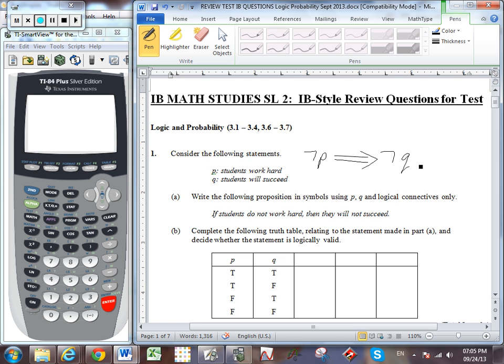Part B, complete the following truth table relating to the statement made in Part A. So we're trying to find out whether this statement in Part A is true, so we first need to figure out what not P is, then not Q, and then we'll figure out the entire implication. Right, so not P is the opposite: false, false, true, true. Not Q is the opposite of Q: false, true. And then we've got not P pointing to not Q. The only time this will be false is when T points to F. So that's the only false. Everything else must be true.